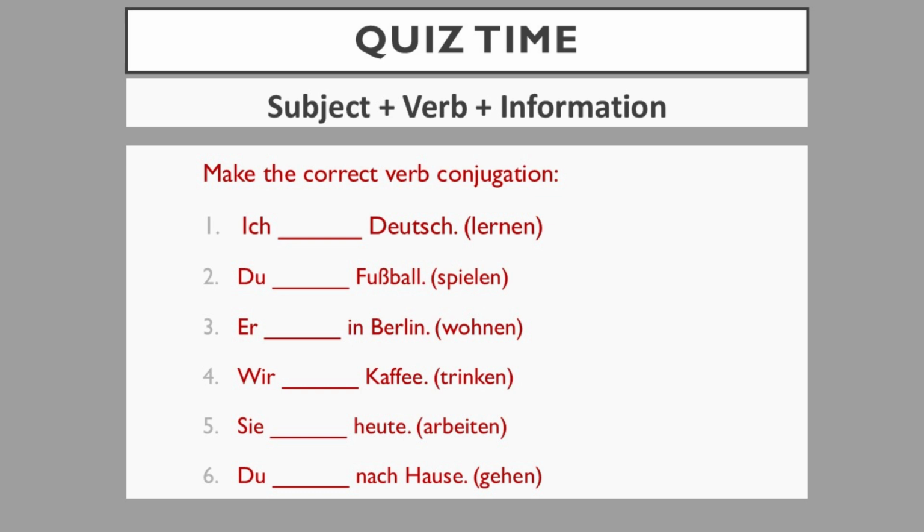Ich, Deutsch, lernen. Du, Fußball, spielen. In Berlin, wohnen. Wir, Kaffee, trinken. Sie, heute, arbeiten. Du, nach Hause, gehen. Pause the video, think carefully, and write your answers in the comments. Let's see how many you get right.